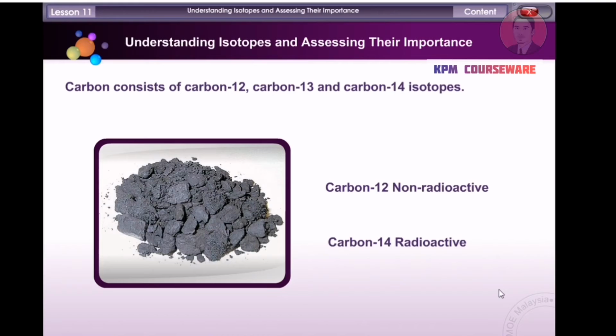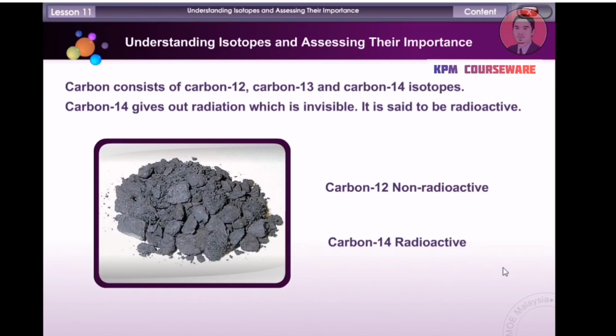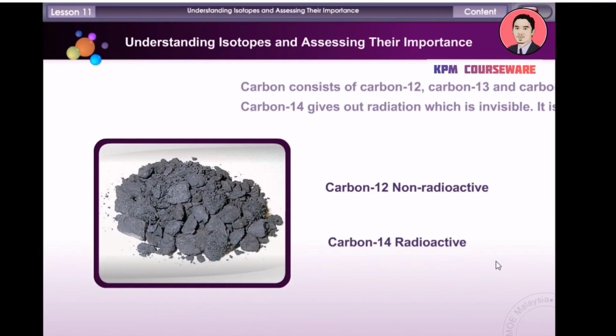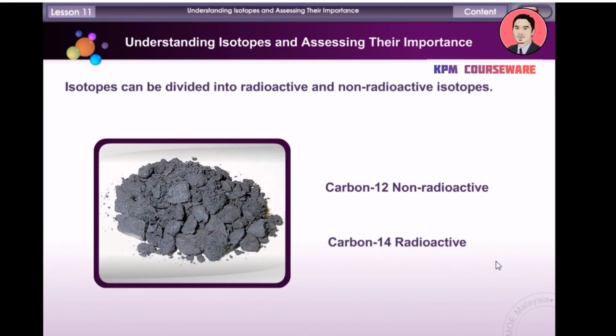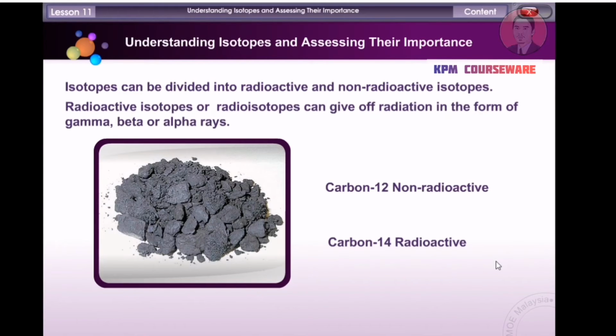Carbon consists of carbon-12, carbon-13 and carbon-14 isotopes. Carbon-14 gives out radiation which is invisible. It is said to be radioactive. Isotopes can be divided into radioactive and non-radioactive isotopes. Radioactive isotopes or radioisotopes can give off radiation in the form of gamma, beta or alpha rays.